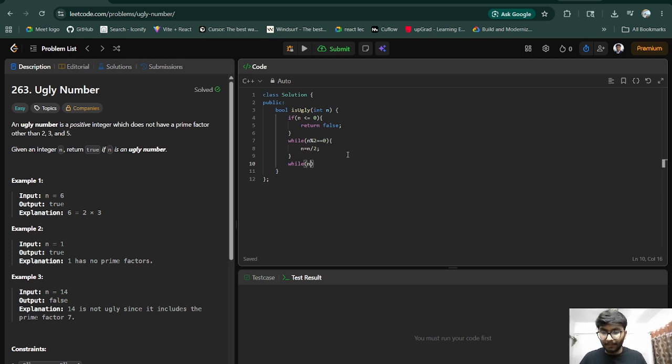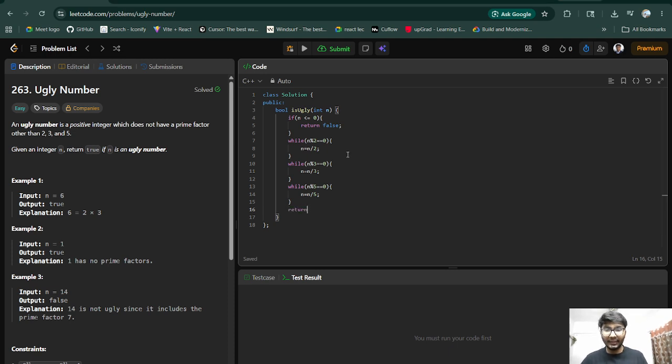3 and 5. While n modulo 3 equals 0, n equals n divided by 3, and the same thing for 5 also. While n modulo 5 equals 0, then n equals n divided by 5. As you can see, we have written all the conditions.